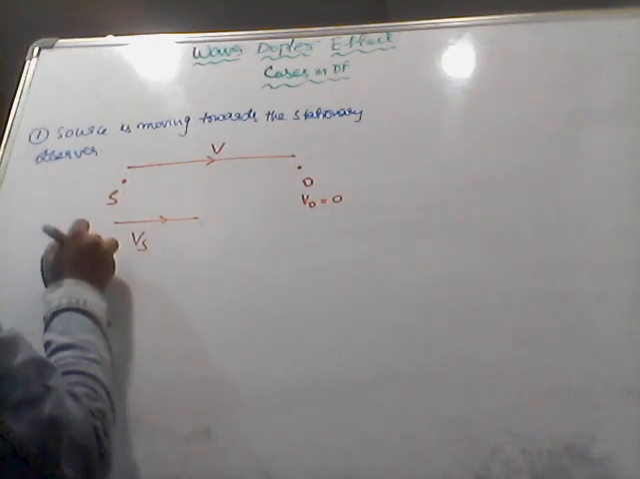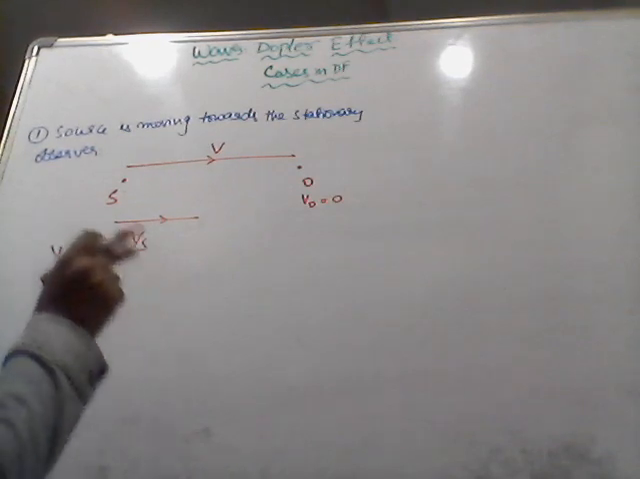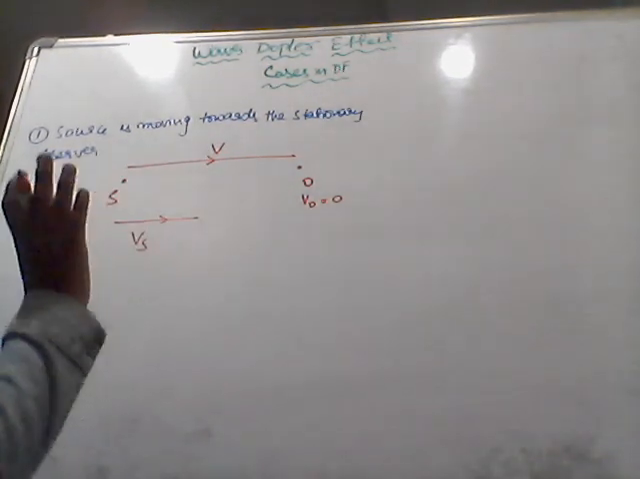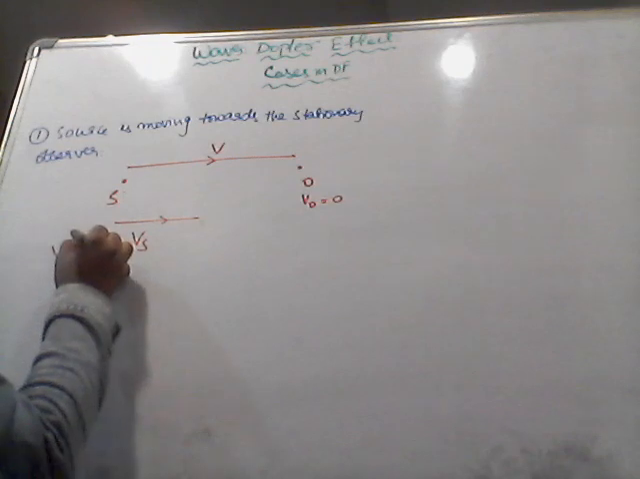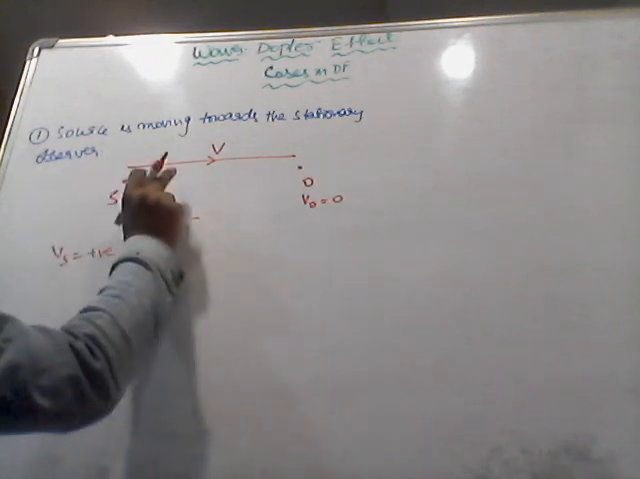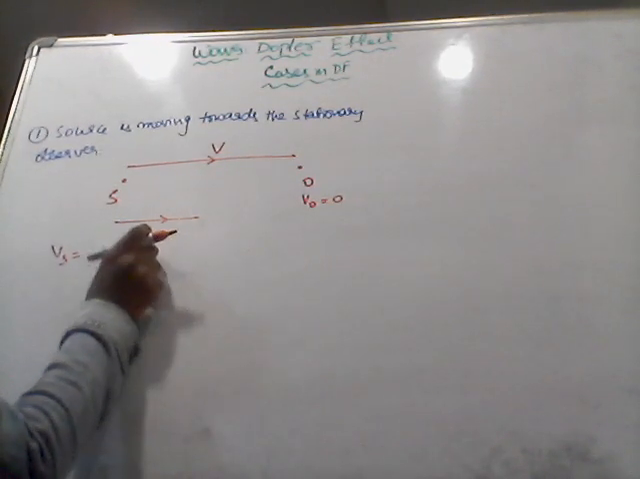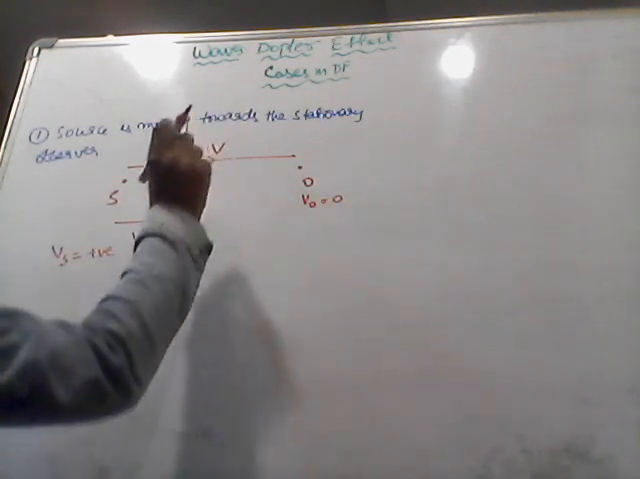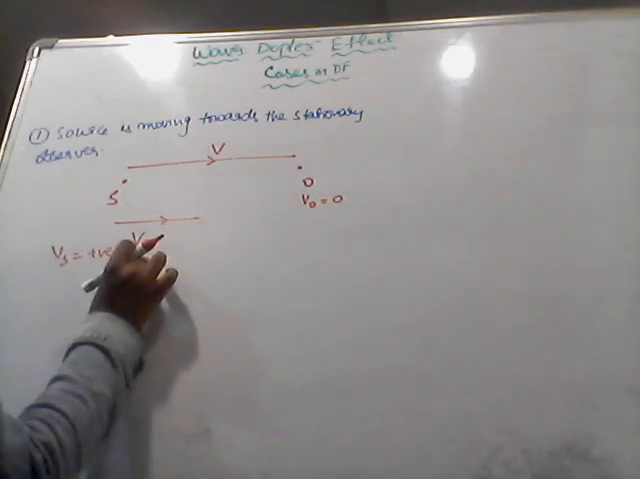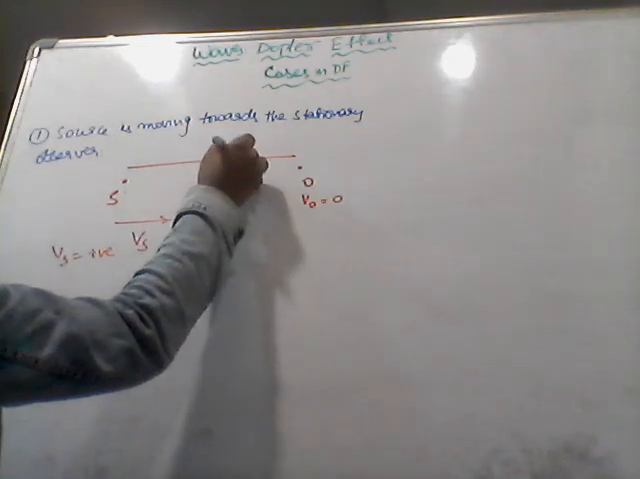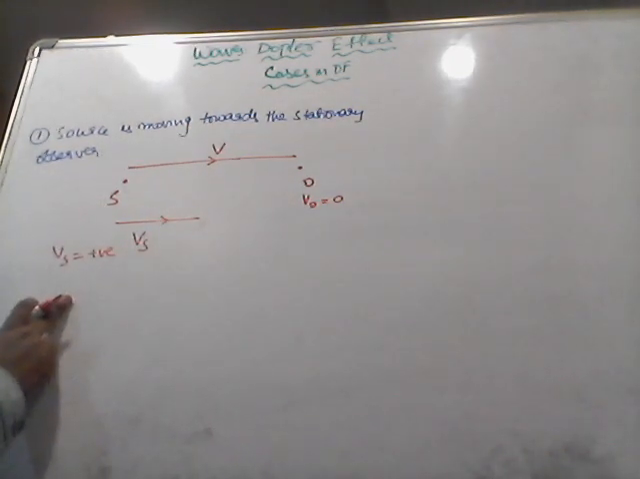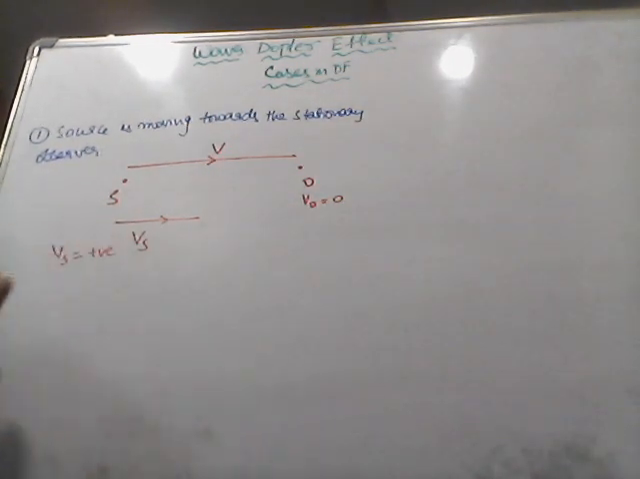Now, Vs is some value. We don't know if Vs is positive or negative. What will we say? Vs is positive. Why positive? Because Vs, the velocity of the source, is in the direction of the velocity of the sound. When the source velocity is in the direction of the velocity of the sound, we take it as positive, correct? VO is 0, Vs is positive.